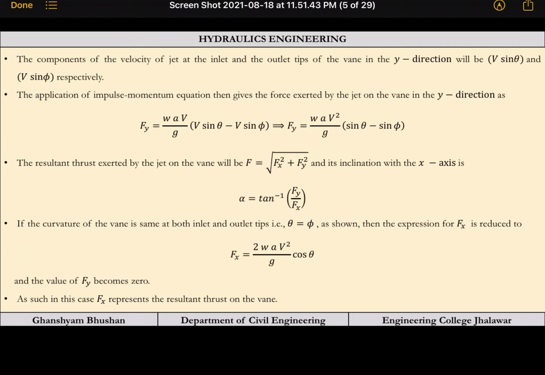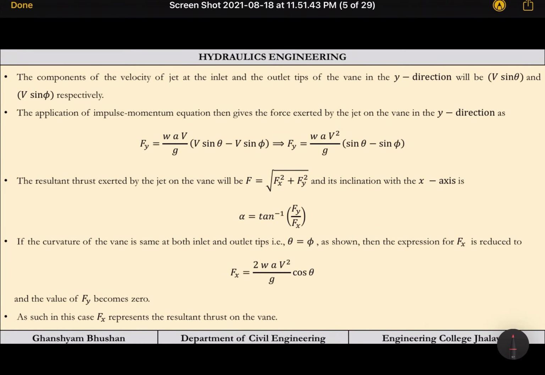So the components of the velocity of the jet at the inlet and the outlet tips of the vane in the y direction will be v sin theta and v sin phi. Similarly, using the impulse momentum equation we can get Fy, that is the force exerted by the jet in the y direction. So this is your Fy. So the resultant thrust exerted by the jet on the plate will be root over Fx square plus Fy square. Put all the values here. Alpha is the angle at which the resultant will be acting, so alpha equals tan inverse Fy by Fx.